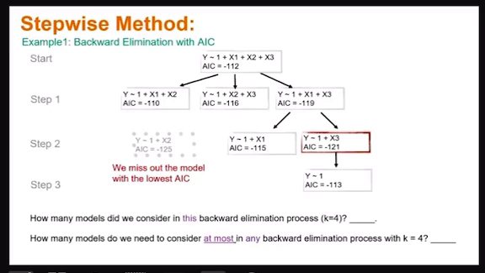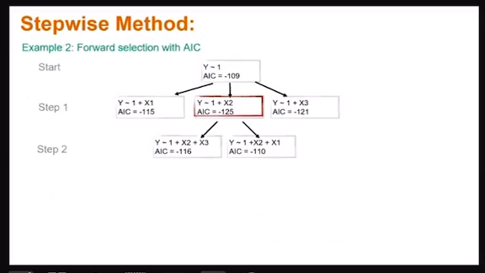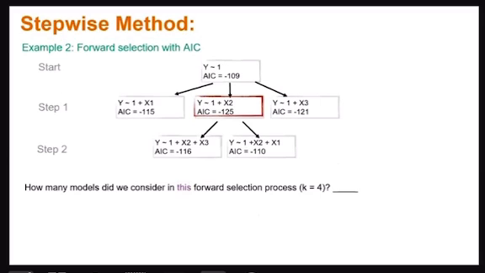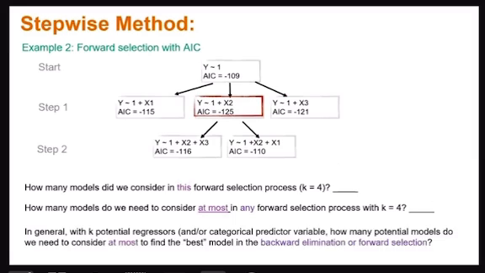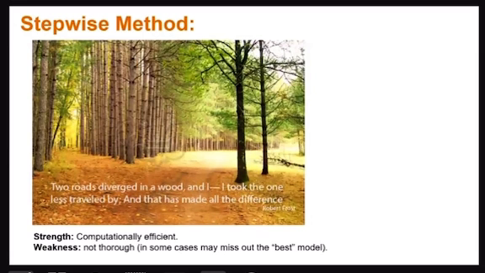Now, how many models do we consider in this backward? You can count the number of models you consider. But if you want to talk about how many models we consider in general, you are always going to use 2 raised to the power of the number of predictors. I've shown you all of that. And let me tell you this. When you talk about the stepwise method, strength: computationally efficient, but weakness: in some cases it may miss out the best model, just like what I just showed you.